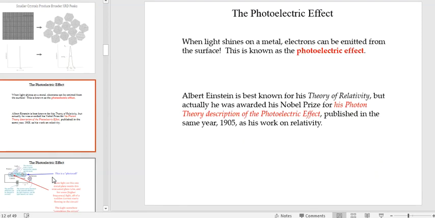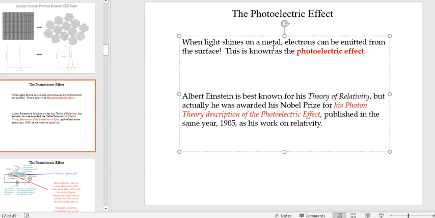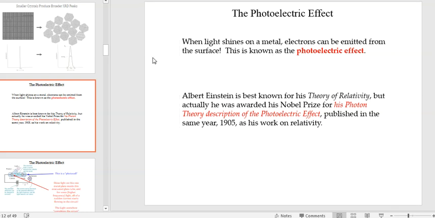Okay, now we're moving on to section 28.2, which is the photoelectric effect. And here's a really weird thing. When you shine some light onto a metal, electrons can actually come out of the surface. This is known as the photoelectric effect, and this is the thing that Einstein had predicted, and he was awarded the Nobel Prize for this work, which was in 1905. So it's about 115 years ago.